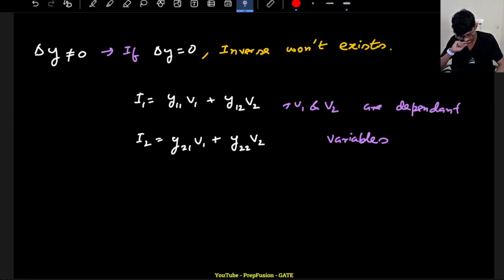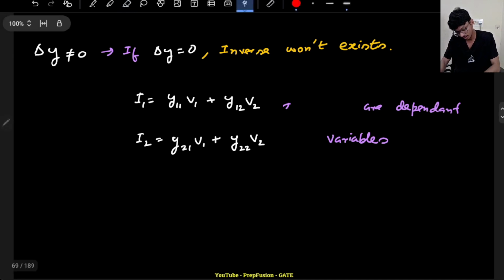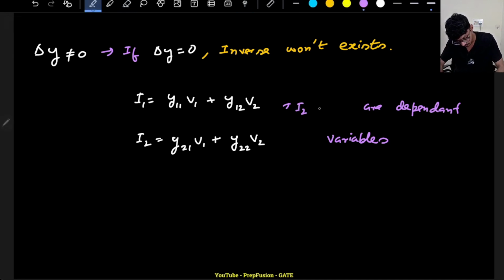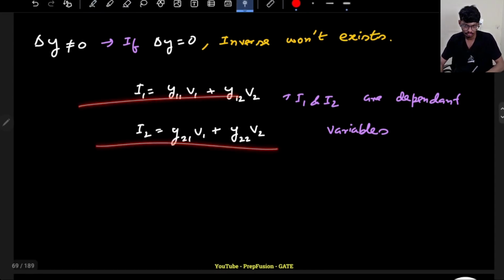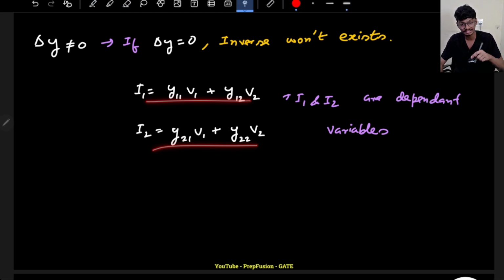Sorry, not v1 and v2, what I mean is I1 and I2 will be dependent on each other. Why? Because if the determinant is 0, that means this row and this row have a linear dependence. What do we mean by linear dependence?